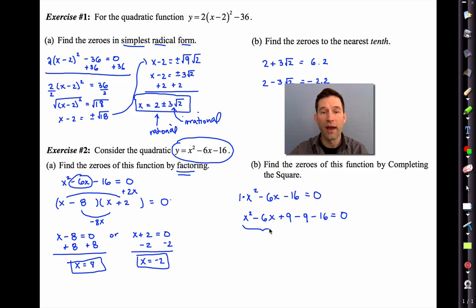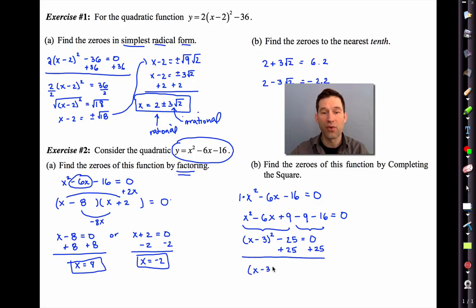But the beautiful thing now is that this expression is a perfect square. It's x minus 3 squared. We can combine these two. They'll, of course, be negative 25. And now we've turned our quadratic into something in vertex form. Okay? We can now solve it the way that we did in exercise 1 by undoing what has been done to x. I'll add 25 to both sides.